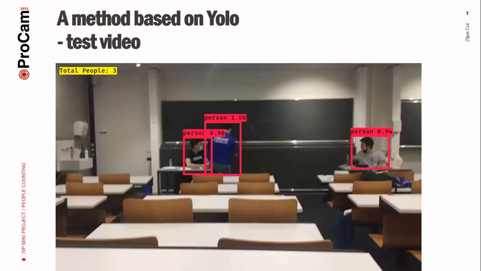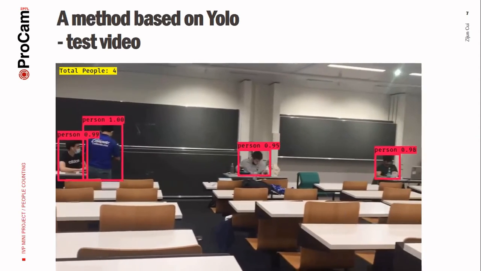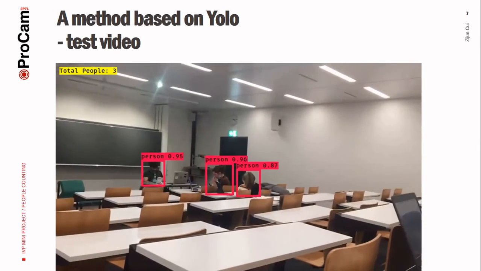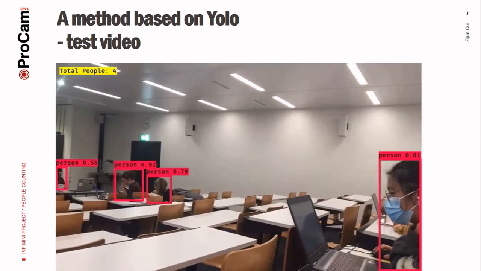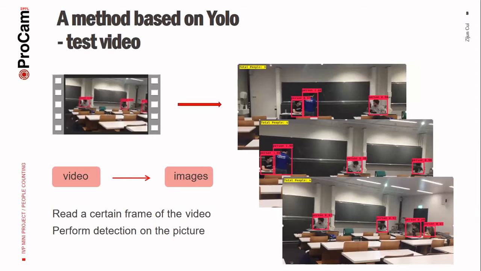And here's a test video. Please note that in the upper left corner of the video screen, the number of people is constantly updated. I think YOLO performs well for this scene. There are not too many people in the scene that may cause obstruction or something like that. And this test also demonstrates that for video detection, YOLO actually reads a certain frame of the video and then performs detection on the picture.